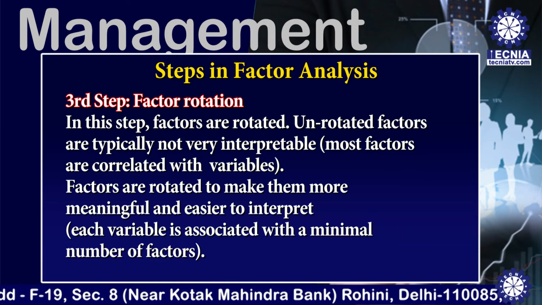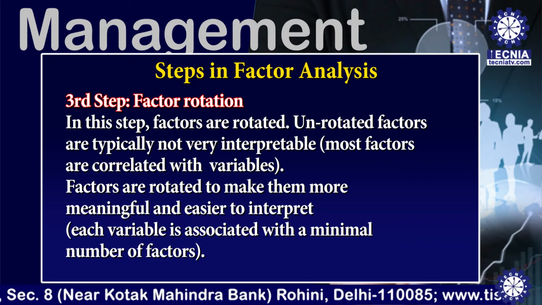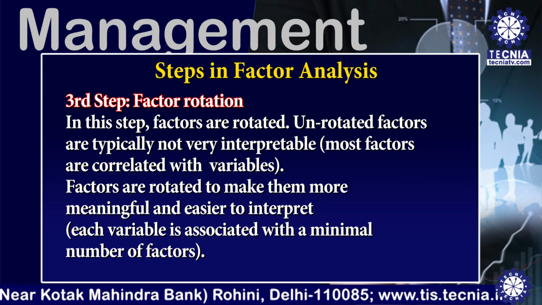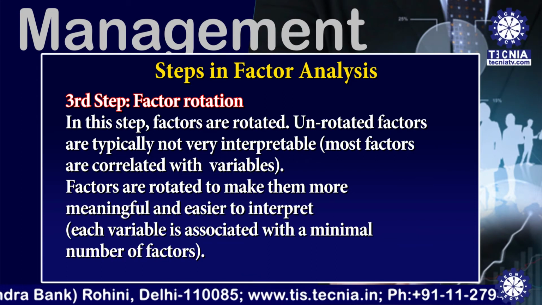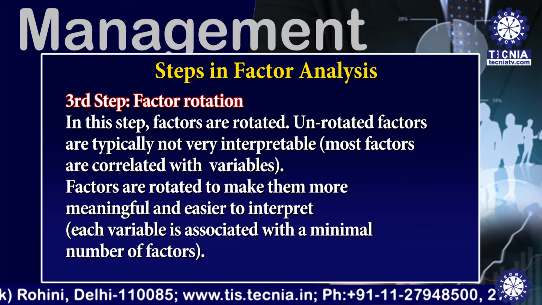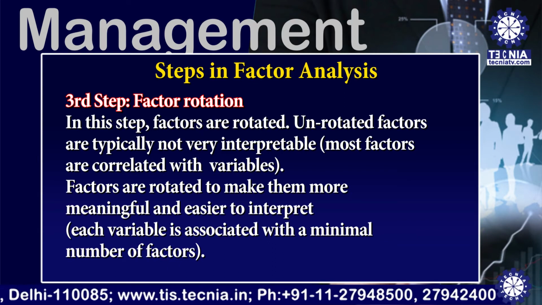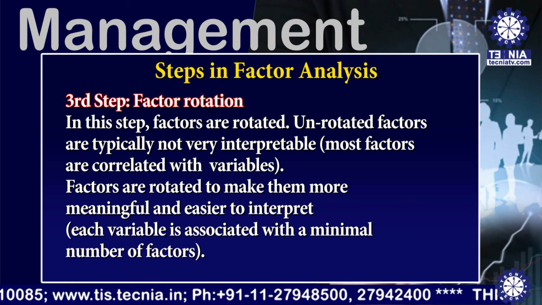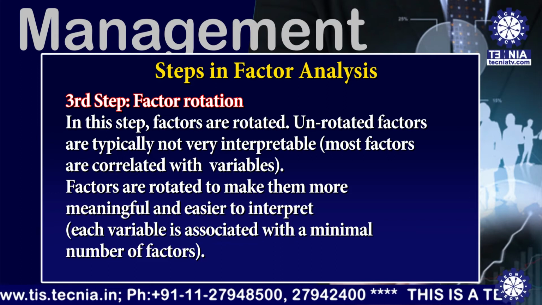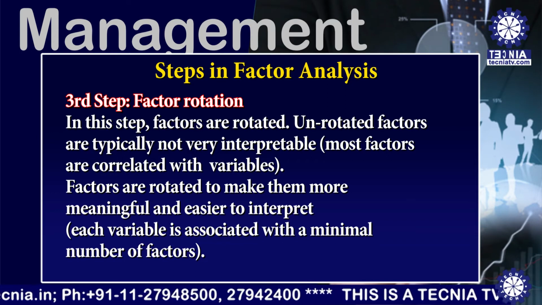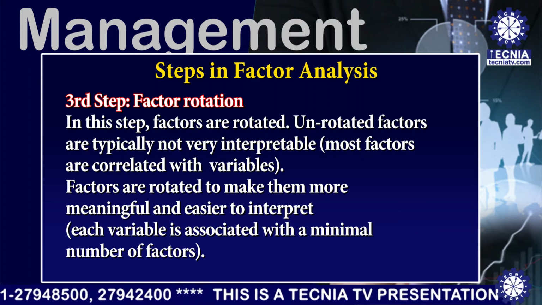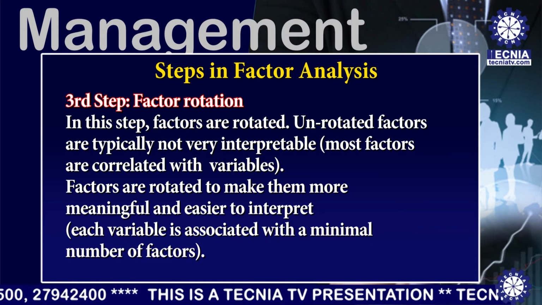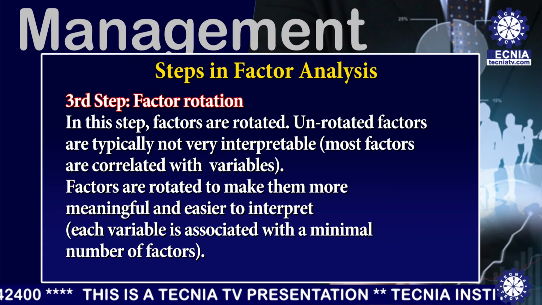Now I am explaining the third step, which is factor rotation. In this step, factors are rotated. Unrotated factors are typically not very interpretable. That is, most factors are correlated with variables. Factors are rotated to make them more meaningful and easier to interpret. That is, each variable is associated with a minimal number of factors.